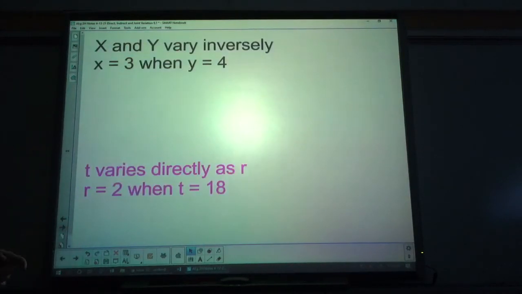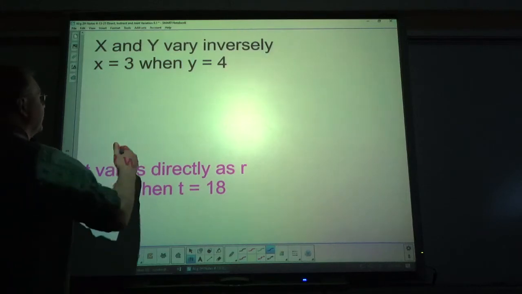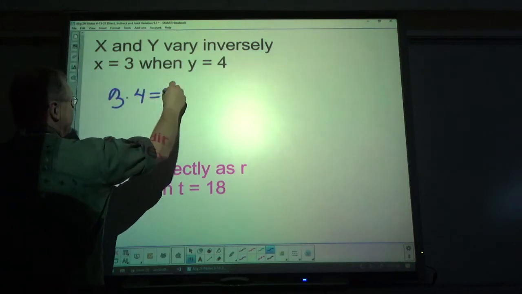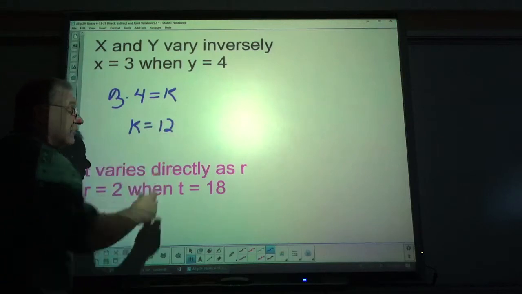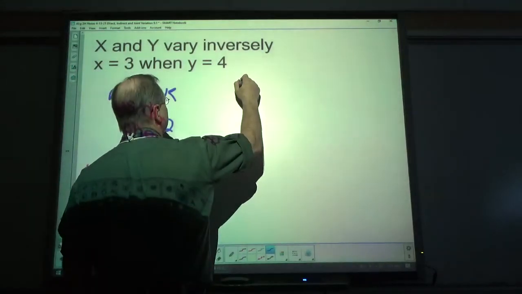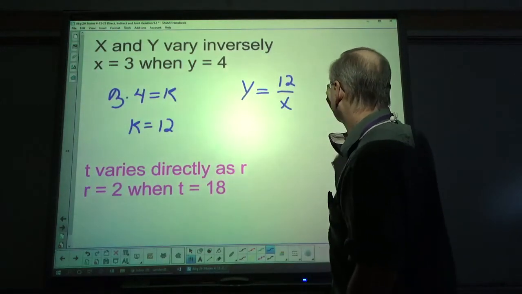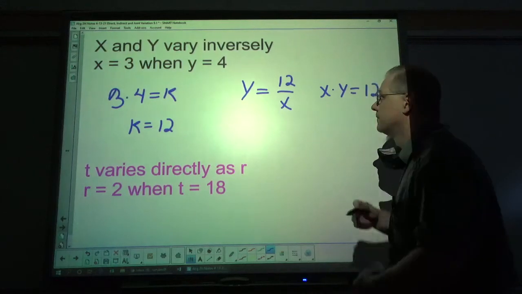All right, let's take a look at this. X and y vary inversely. X is 3 when y is 4. All right, so that wants me to rewrite this and give the equation. Go ahead and try that one. Now that you've unpaused, let's see, 3 times 4 equals k. That means k is 12, coincidentally. So y equals 12 over x, or x times y equals 12.